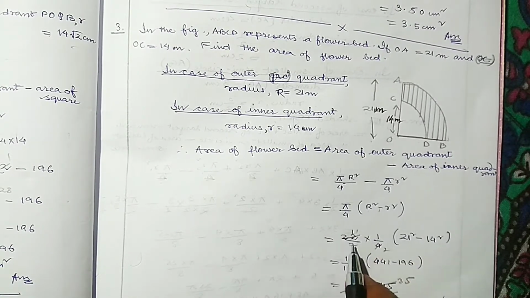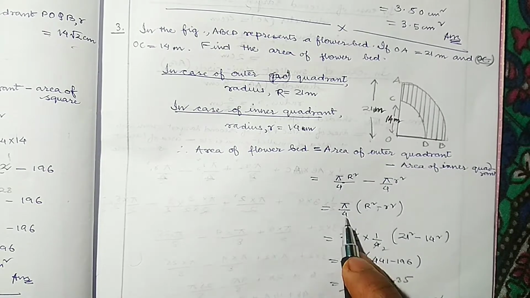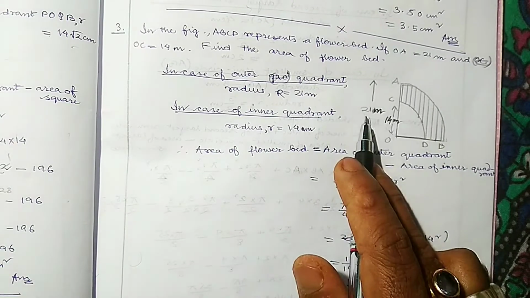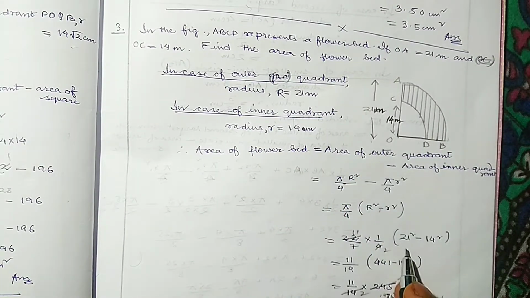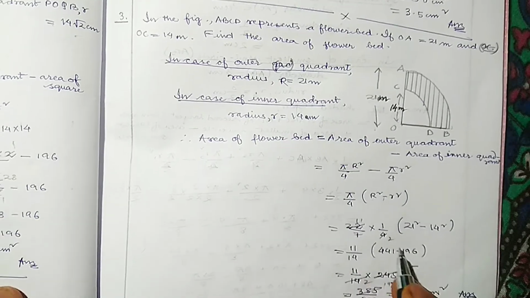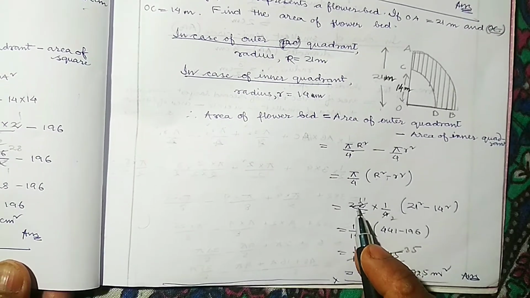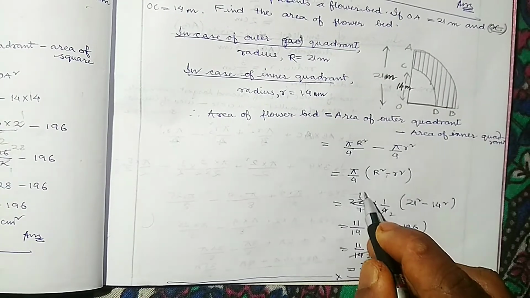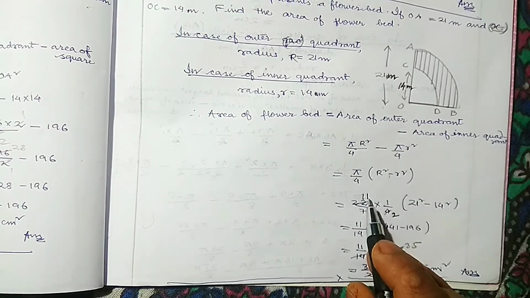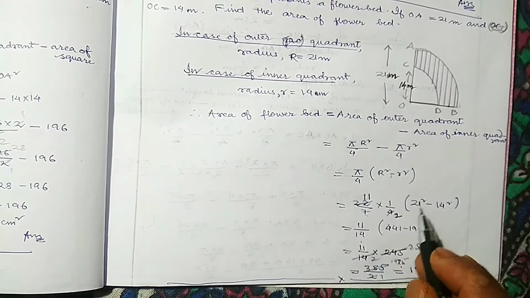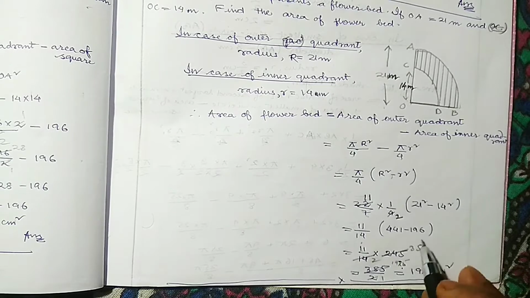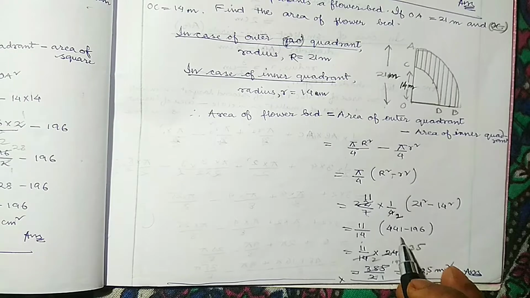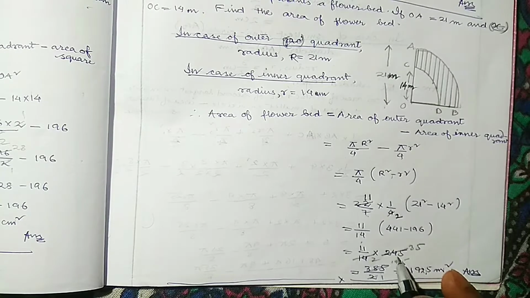Now pi can be replaced by 22 by 7, and since it is divided by 4, we can write 1 by 4, into capital R is 21, small r is 14, so it will be 21 square minus 14 square. If I cancel 4 and 22 by 2, here we get 11, here it will be 2, so 11 by 14, since 7 2 is 14. 21 square is 441 and 14 square is 196. So 11 by 14 into 441 minus 196, it will be 245.